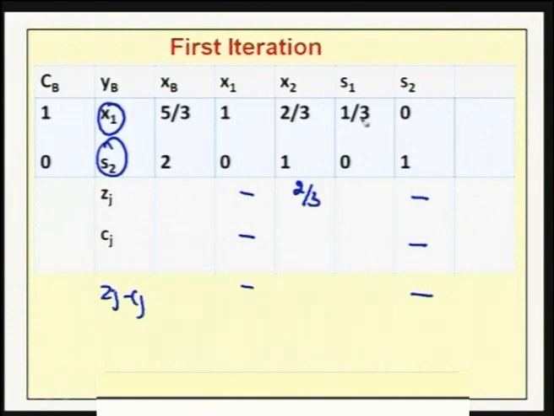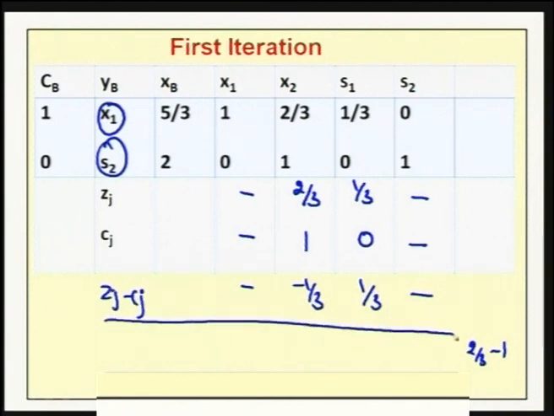For s1 our corresponding zj value is 1 into 1 by 3 plus 0 into 0, so we have 1 by 3. Now, the cost for x2 is 1 and the cost for s1 is 0. Therefore, our zj minus cj value for x1 is 0, for x2 is 2 by 3 minus 1, which is minus 1 by 3, and for s1 it is 1 by 3. So, for the first iteration our zj minus cj for x1 is 0, for x2 is minus 1 by 3, for s1 is 1 by 3, and for s2 is 0.